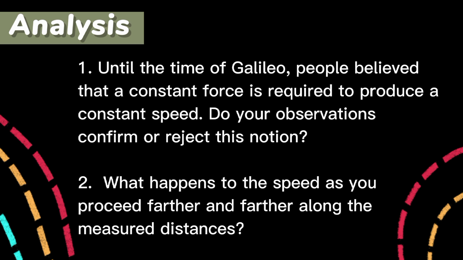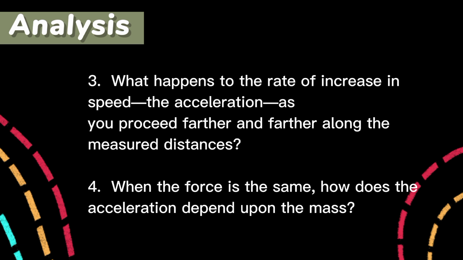Proceeding to the analysis. Number 1. Until the time of Galileo, people believed that a constant force is required to produce a constant speed. Do your observations confirm or reject this notion? Number 2. What happens to the speed as you proceed further and further along the measured distances? Number 3. What happens to the rate of increase in speed, the acceleration, as you proceed further and further along the measured distances?